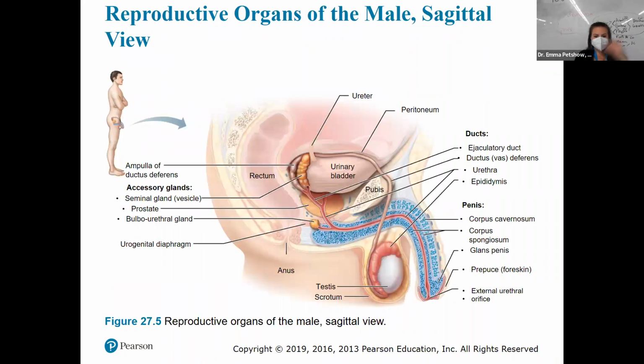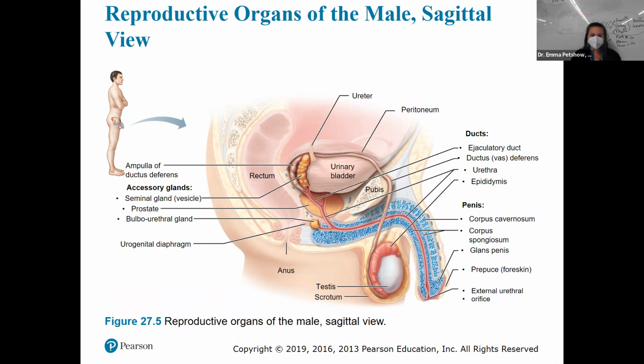So if you are a picture studier, again, we won't get a picture on the test, but sometimes it's helpful to have that visual association. You can see the different products and structures we're talking about here. So starting up top with the bladder, we have our ureter, peritoneum on top. This is our rectum, just to give you perspective. Pubis bone right here. We can see these ducts coming down.